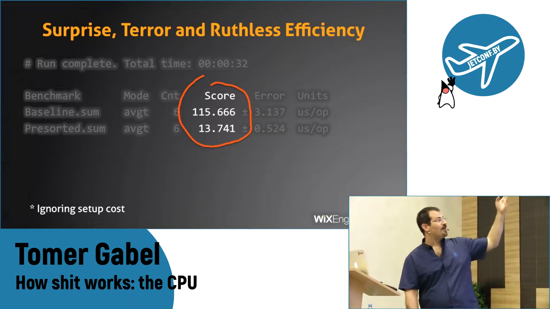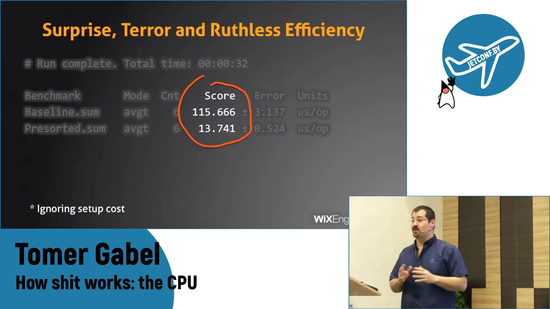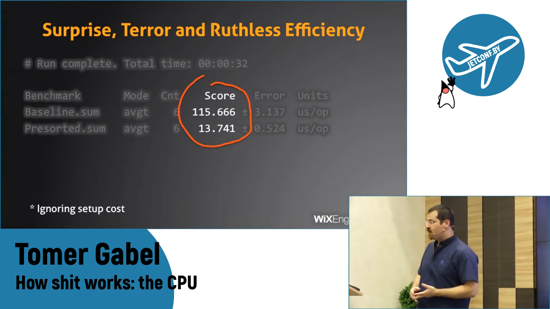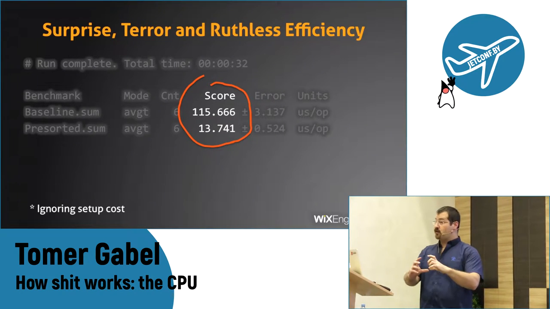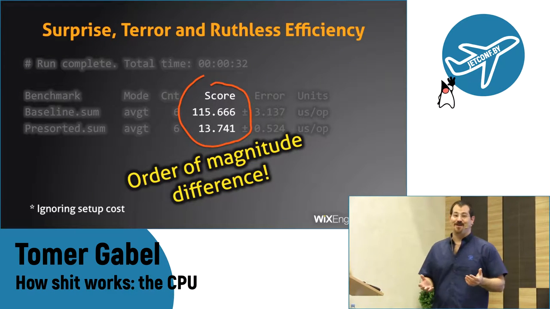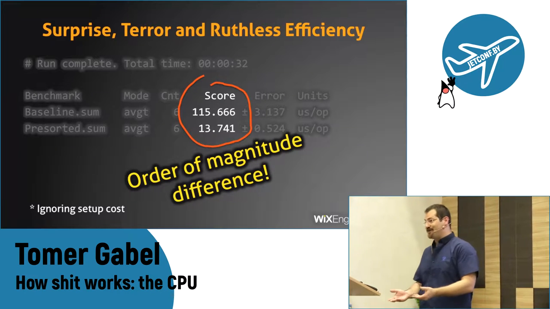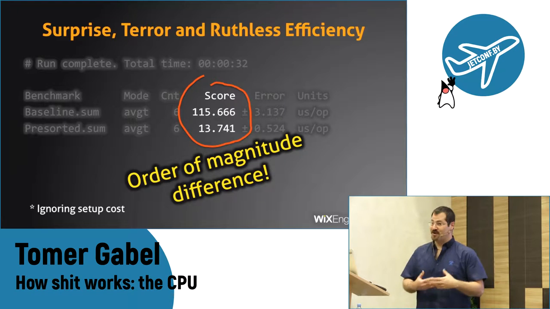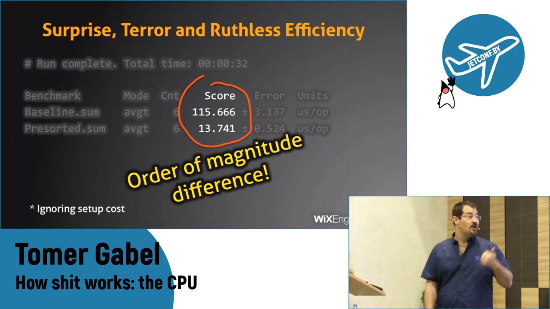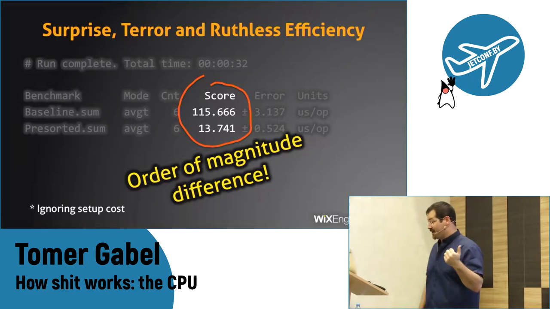Fundamentally, we have the baseline version, which takes about 115 microseconds to loop through 32K of data. And then we have the pre-sorted version, just the loop, not the sort. And there's an order of magnitude difference, right? Those of you who guessed that the sorted version would be faster are obviously right. Those of you who guessed how much faster are probably wrong. Most people think it couldn't be that much faster. No, it's an order of magnitude, right? This is 10 times faster, which is ridiculous.